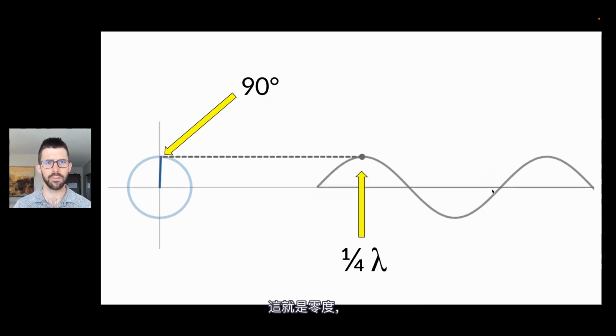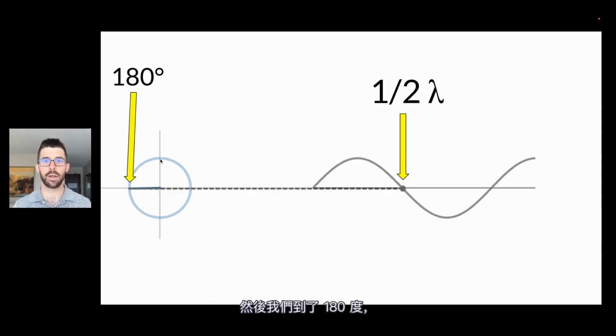So that's 0 degrees. Then we go to here at 90 degrees, and that is a quarter wavelength. And that's the maximum amplitude, a quarter of the way through. Then we get to 180 degrees. Now we've started at resting, and now we're up to maximum. We've now come back down to resting, and we're going to draw the mirror image on the negative half of the waveform.